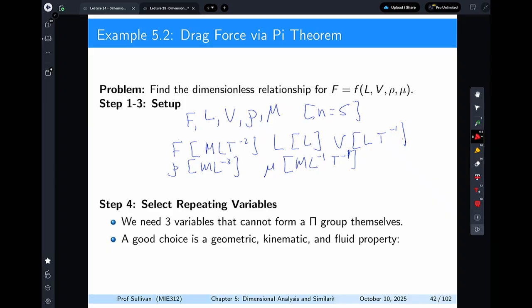You can take force. If you do an FLT system, it works really nicely for the force term, but the other terms, mu and rho, become a little bit painful. So you have force, you have length, you have velocity, and for force you have MLT to the minus 2. For length, it's length. Velocity, length over time. Density, you have mass over volume, so length cubed. And finally, for viscosity, you have mass over length and time.